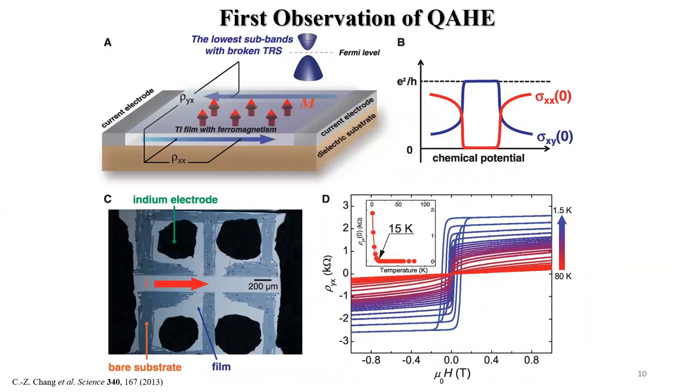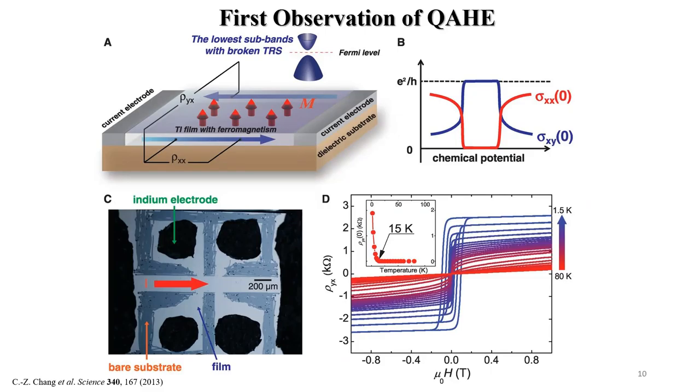And this was observed by Dr. Chang. What he did is he made the chromium-doped bismuth antimony telluride thin film. Then he conducted the current from one edge to the other edge and measured the resistivity parallel to the current, which is the longitudinal resistivity, and also measured the transverse direction. This is our Hall resistivity. This is the real picture of the thin film.